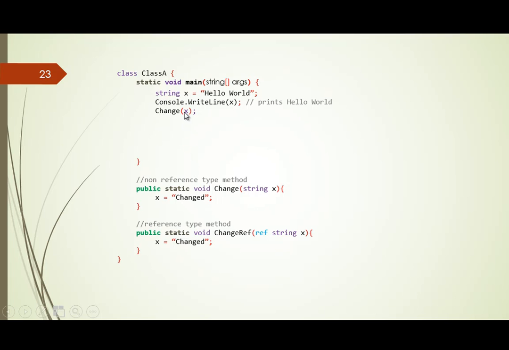MSDN says that when you pass the x, it is passed as a reference type. So if I pass it and I change it, reference type means when you change an object, it will remain changed after finishing that function. So the change function should change the string x, and after that it should print change. But if you run it in Visual Studio, it will give you hello world. It will still be the same.